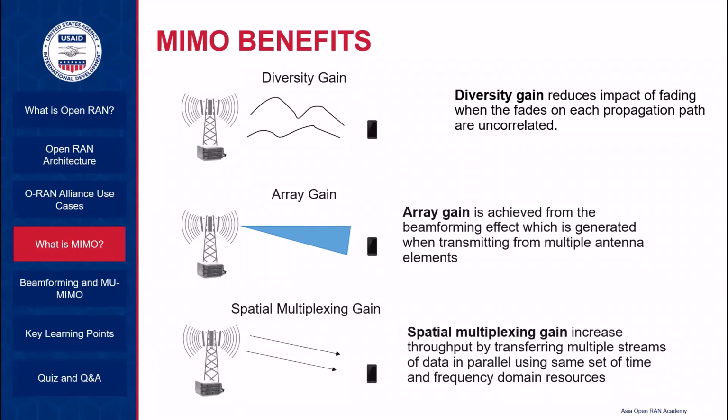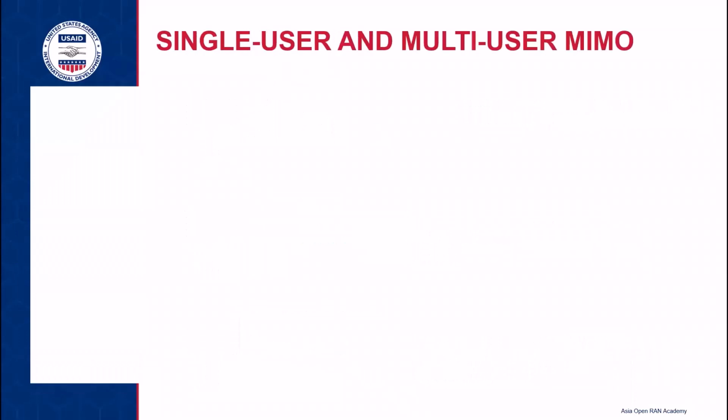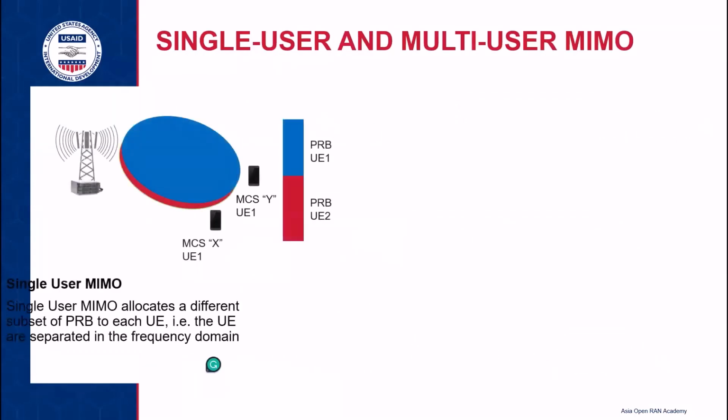Okay, so when you look at the difference between the single user and the multi-user MIMO, puntahan lang natin yung single user and multi-user MIMO. So yung single user MIMO allocates different subset of PRB to each UE. So like for example, meron tayong isang antenna na meron lang isang beam.